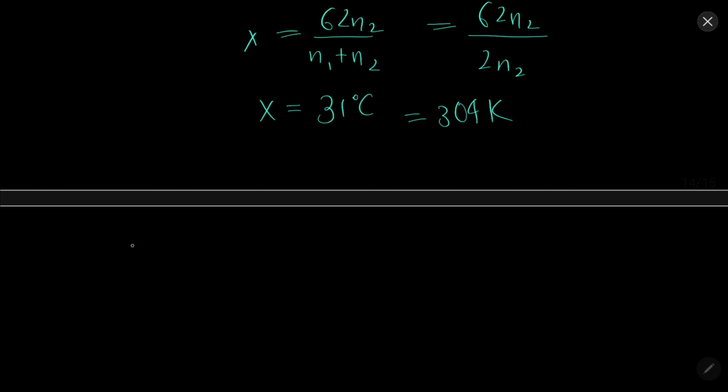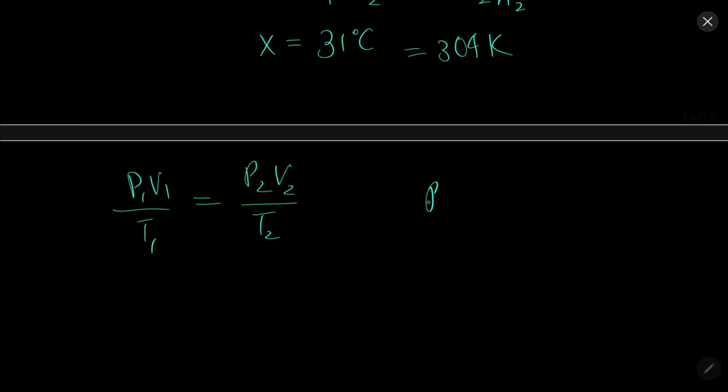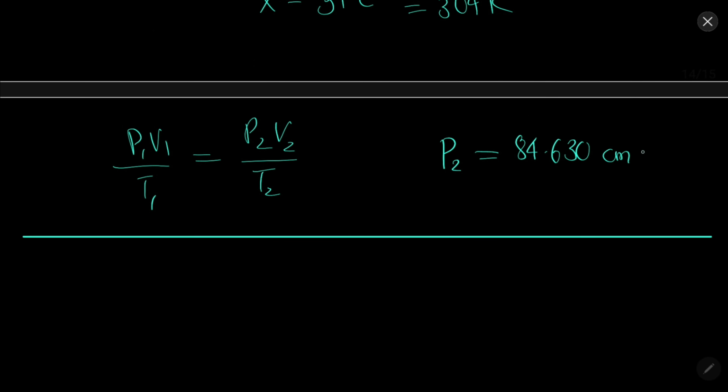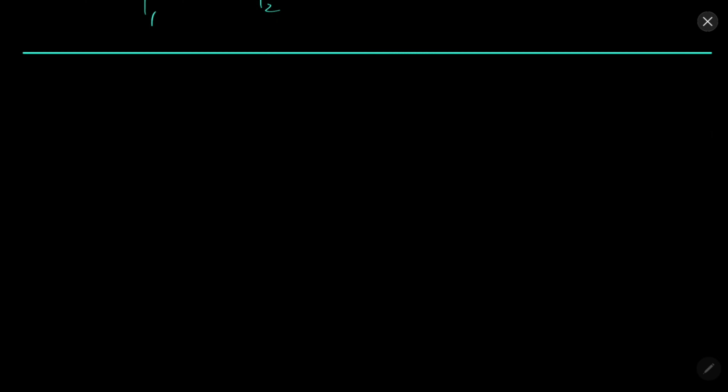After this P1 V1 over T1 equals P2 V2 over T2. So P2 will come out to be 84, because we know T2. P2 will come out to be 84.630, in centimeters of mercury.